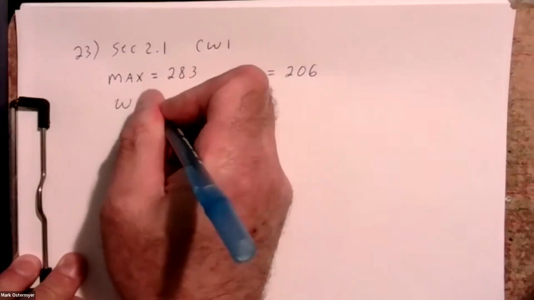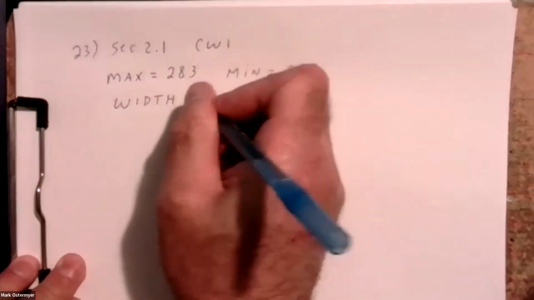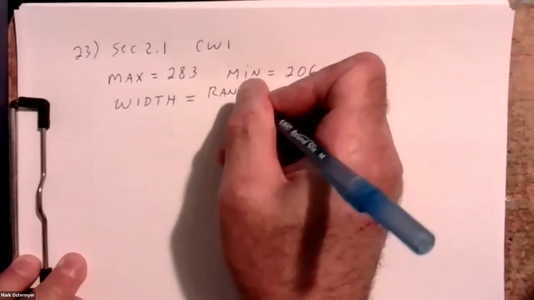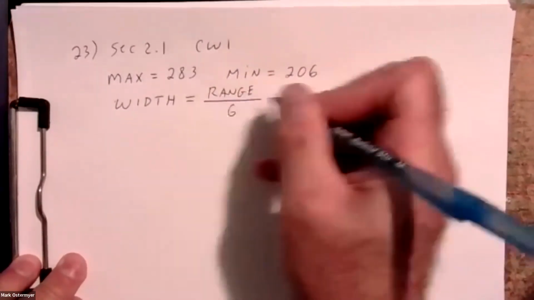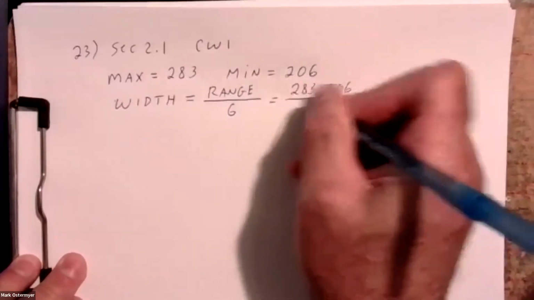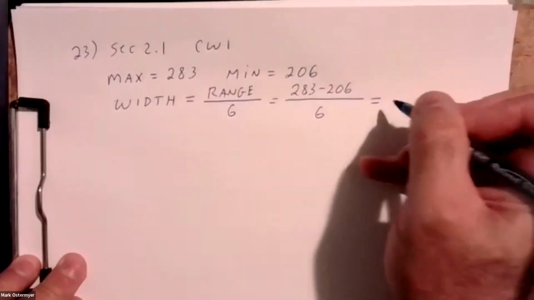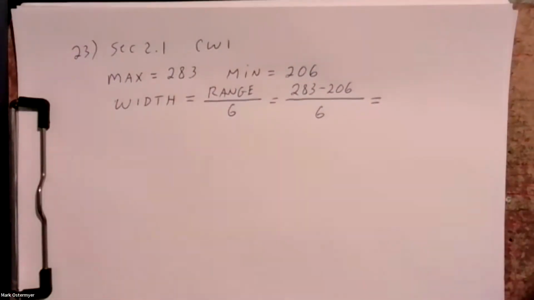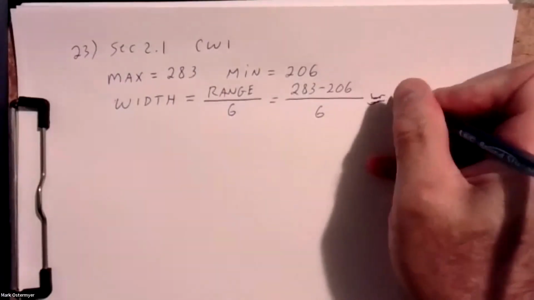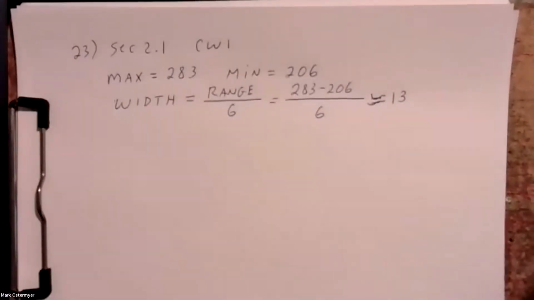Using 6 classes, we can determine an appropriate width for each class. If we take the range of our data set and divide it by the number of classes we're going to use, which is 6, the width is going to be 283 minus 206 divided by 6. And I believe that gives us like 12 point something as a decimal. But I'm going to round it up to the next whole number, and I'm going to call our width a nice 13. All right, so we're going to let each class take on a width of 13.